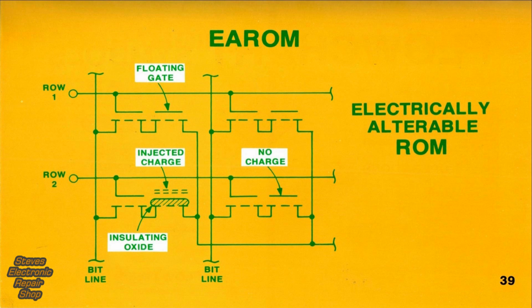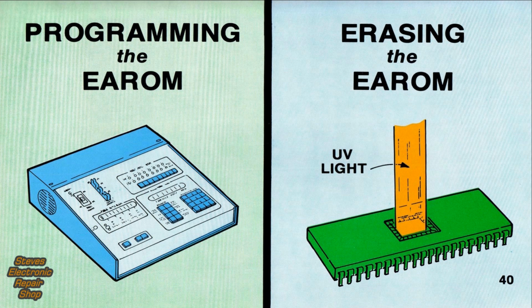The cell is programmed by injecting a high-energy charge into the floating gate. An insulating oxide coat forms around the gate and holds the charge in place. The absence or presence of charge indicates stored data. The EROM is programmed with the PROM burner shown on the left. The EROM is erased by exposure to a concentrated ultraviolet light, as shown on the right. This discharges all gates. The EROM is then reprogrammed.